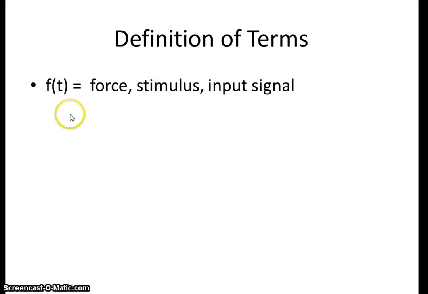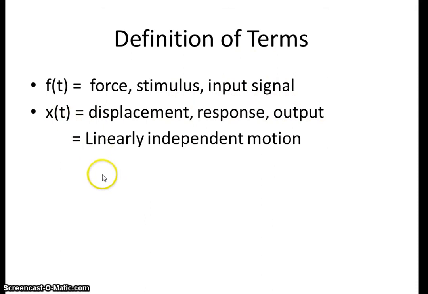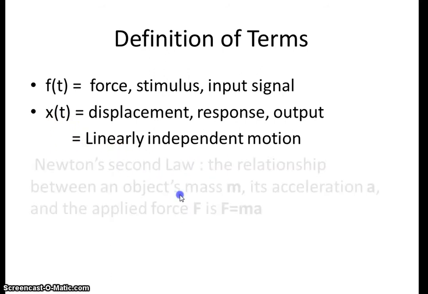The variable f of t represents the force in the time domain, and it will be the stimulus to the system. And this is referred to as the input to a mechanical system. X of t, on the other hand, is displacement, which will be the response of the system, and it will always be the displacement in a mechanical system. X of t is a linearly independent motion. There can be one motion or several linearly independent motions in a mechanical system.